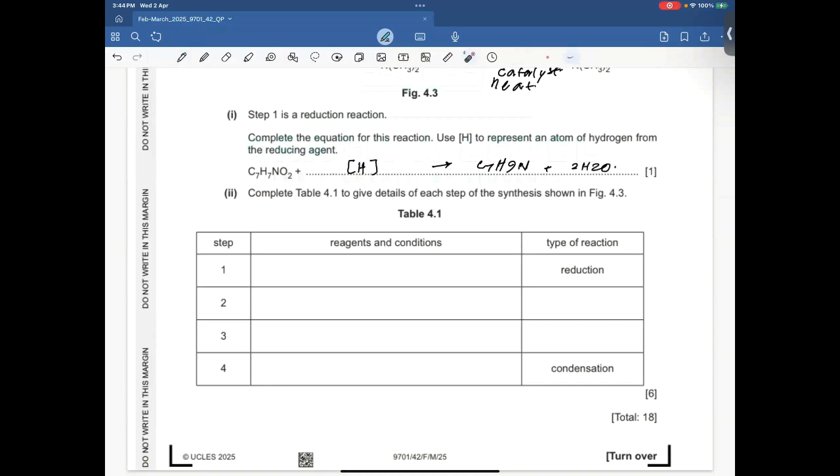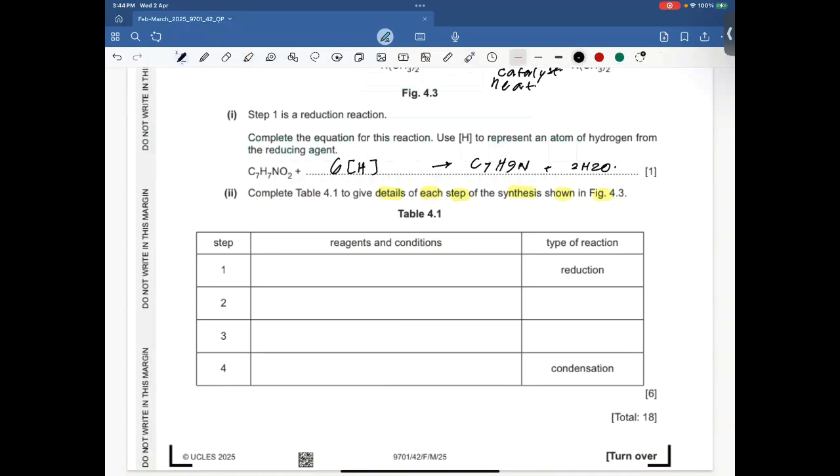Now how many hydrogen atoms here? 9 plus 4, 9, 10, 13. We have 7 hydrogen here. So 7, 8, 9, 10, 11, 12, 13. So I need to put 6 here. So this is your balanced chemical equation, guys. That's an easy one. That's not the difficult one. That's very, very easy. Complete table 4.1 to give details of each step synthesis as shown in this.